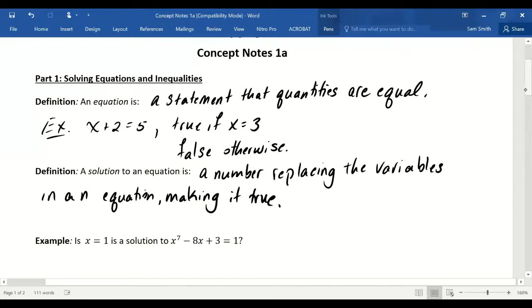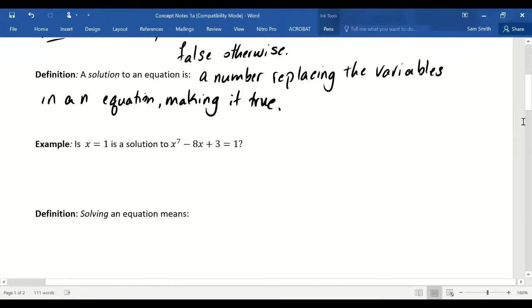All right, so let's try and use this more concrete definition of solution to answer the following question. Someone gives us a number, x equals 1, and they say, is x equals 1 a solution to x to the 7th minus 8x plus 3 equals 1? Now, it's saving us that we don't actually have to solve this equation ourselves. The big problem solving this equation is that exponent of 7, that power of 7, would make this absolutely devilish to solve.